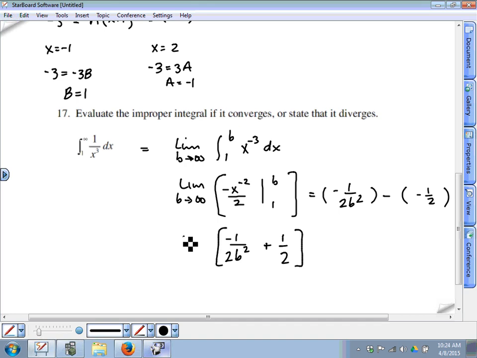So there's the antiderivative. We have to take the limit as b approaches infinity. Now, we're plugging in larger and larger values for b as b is approaching infinity. So if you have negative 1 divided by an increasingly larger number, then this value becomes 0. And so we just have 1/2. So since the limit could be evaluated, it converges. And the area converges to 1/2.